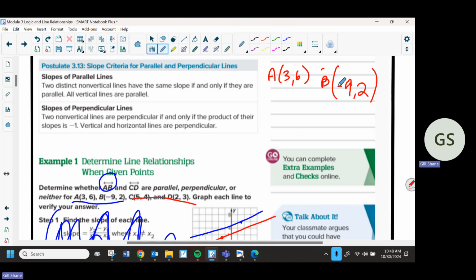So when you do the slope, it's just like when we did the distance. Label one, and it doesn't matter which one is your x1, y1, which one's your x2, y2.